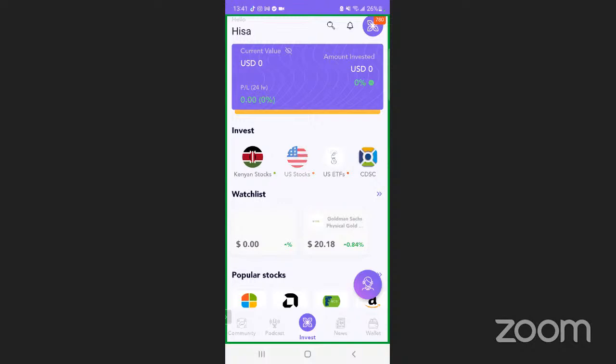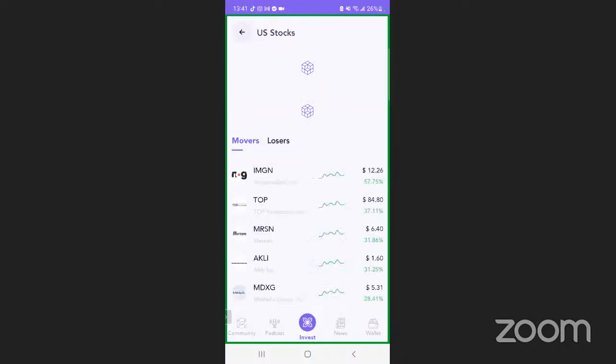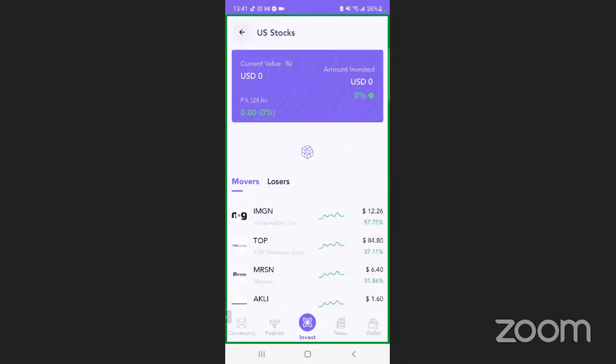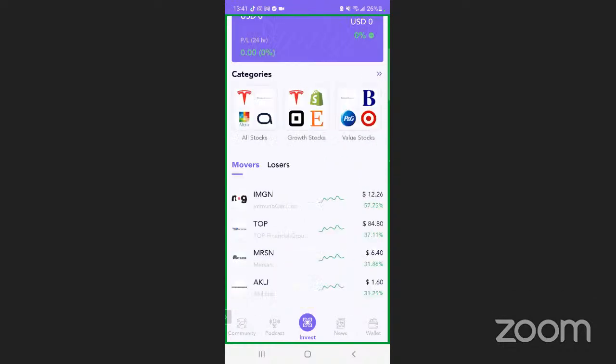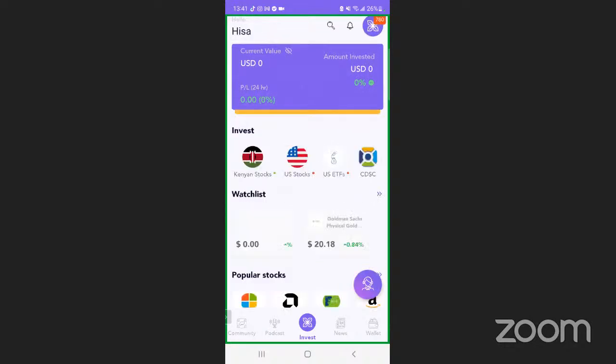And then I think I forgot to mention, under the app we don't have a specific category for REITs. So when searching for REITs, you just search under US stocks. So click on US stocks.